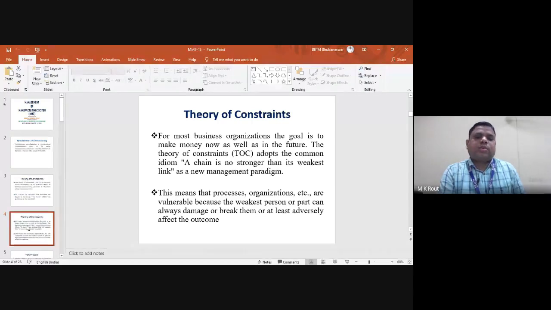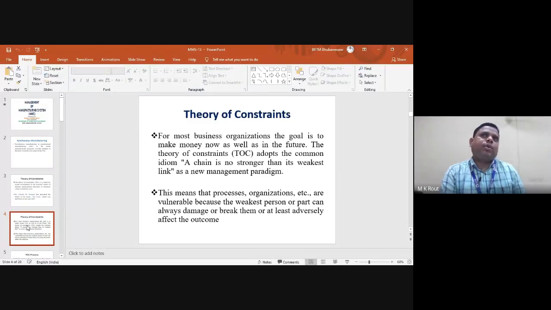As you know, the theory of constraints adopts the common idealism that a chain is no stronger than its weakest link, as a new management paradigm. This means process organizations are vulnerable because the weakest person or part can damage or break them, or at least adversely affect the outcomes.